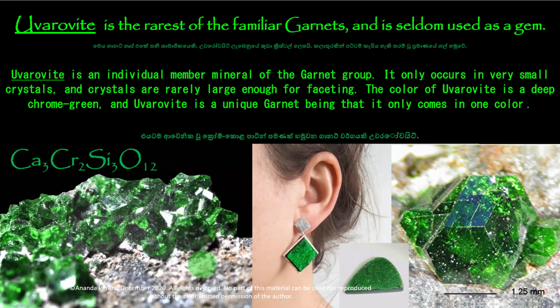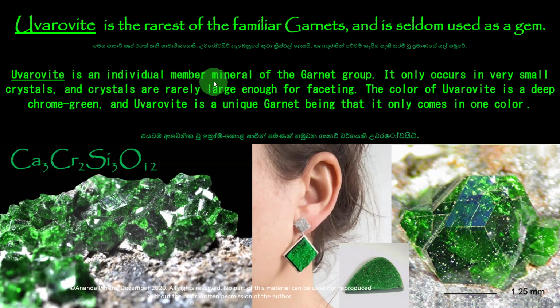See the rough stone, chrome green. See the jewelry, cabochon jewelry here. And look at the rough. Look at the crystal shape of the garnet. Genuine crystal shape is there. This is the length, 1.25 millimeter, a very small one.